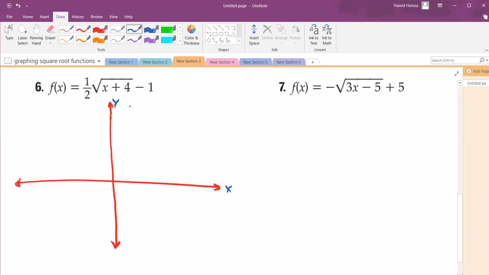Yaman? 4 units to the left. Okay, 4 units to the left. So we reverse the sign, guys, so -4. And 1 unit down. I will go down to -1. We start drawing from here, so it will be like this. So this is the graph.